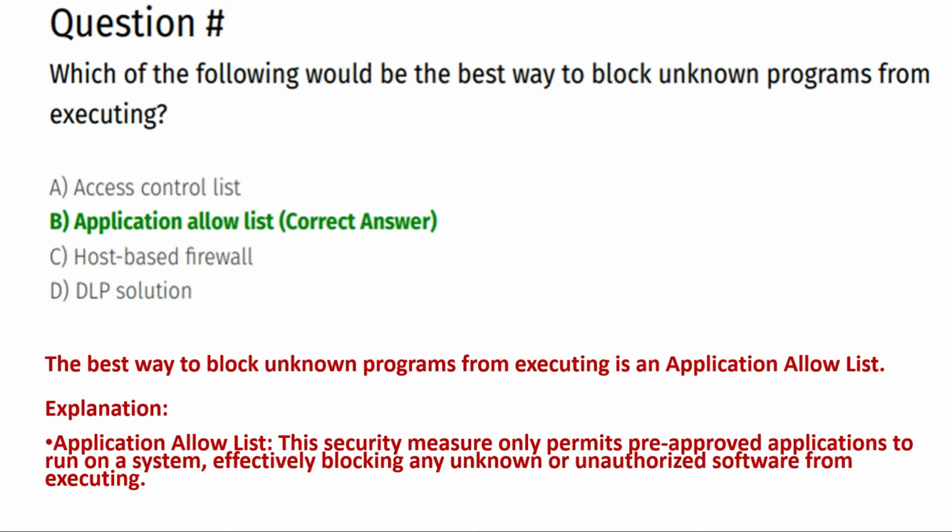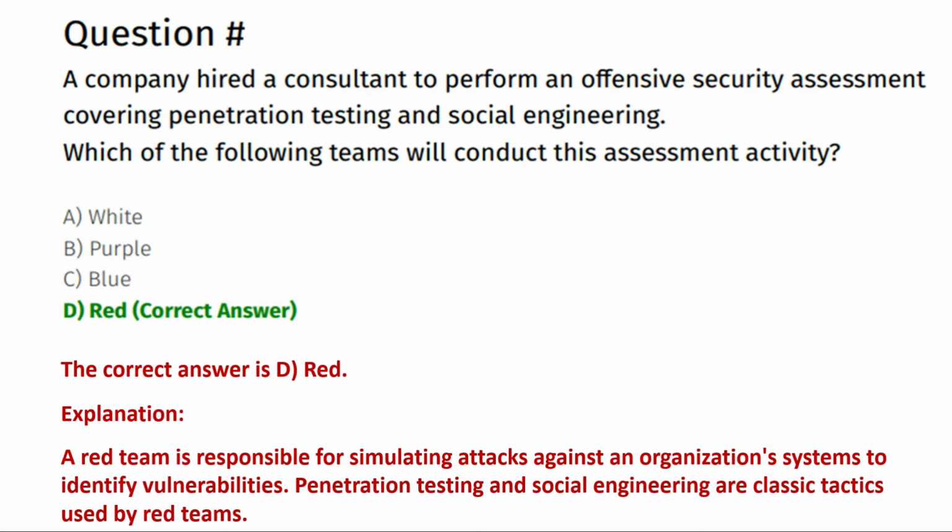And let's check the explanation. So application allow list, the security measure that only permits pre-approved applications to run on a system, effectively blocking any unknown or unauthorized software from executing. So that's why the correct answer for this question is option B, application allow list. So let's move to the next question.